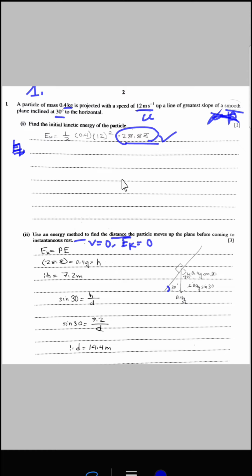Since the plane is smooth, the initial kinetic energy is equal to the final gravitational potential energy, since there is no effect of friction. So the initial kinetic energy equals gravitational potential energy, that is mass into gravitational field strength into vertical height. So we find the value of vertical height. Since we know the vertical height and the angle, sine theta is equal to opposite by hypotenuse. So we equate this to find the distance d, the hypotenuse, as 14.4 meters.